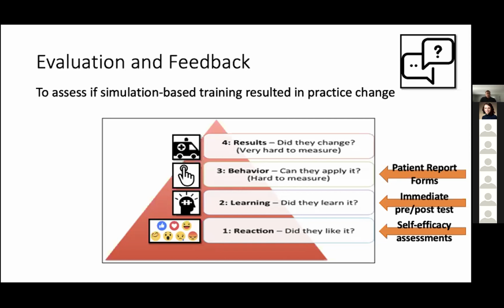And then the top level of assessment, and by far the most challenging, is results. Was there an actual change? In this type of training, the big question for us is, did we have an effect on morbidity and or mortality? There are many challenges in getting to this level. I think for us, one of the biggest challenges that we've faced to date is that all the charts are paper-based.